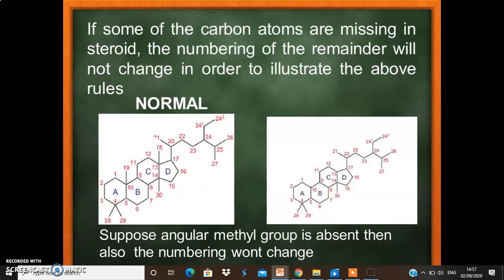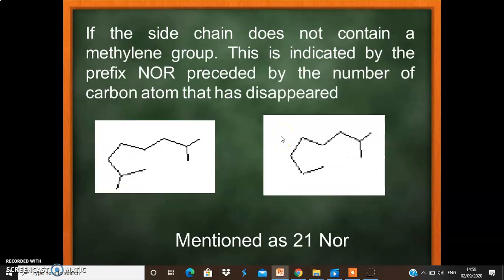If some of the carbon atoms are missing in the steroid, the numbering of the remainder will not change, in order to preserve the above rules. Generally, the numbering remains the same, and we just have to use a prefix. Suppose the angular methyl group is absent, the numbering won't change; it will just be denoted by the prefix nor.